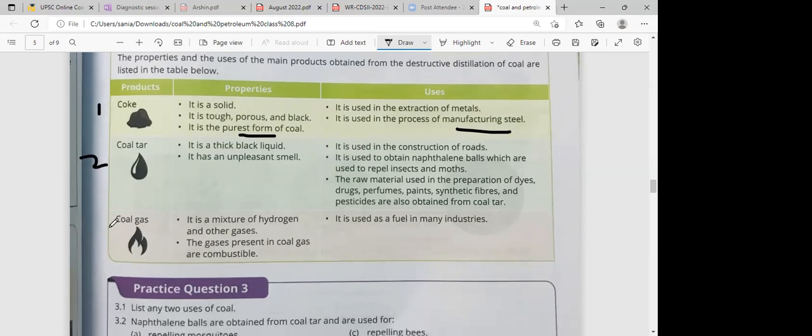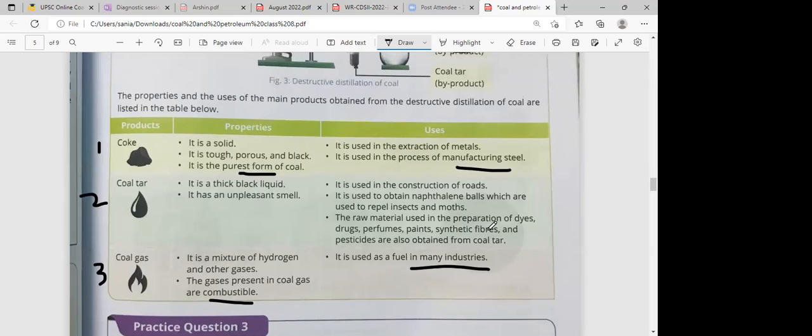Okay. Third one is coal gas. It is a mixture of hydrogen and other gases, and the gases present in coal gas are combustible. That means they catch fire. And where are you going to use it? It is used as a fuel in many industries. Clear?